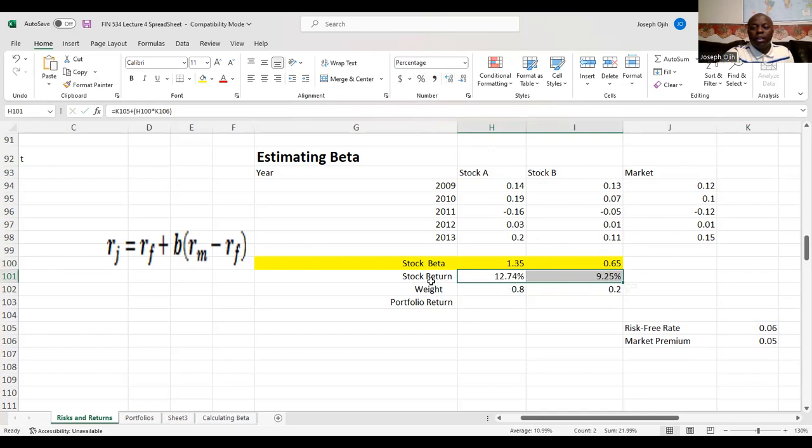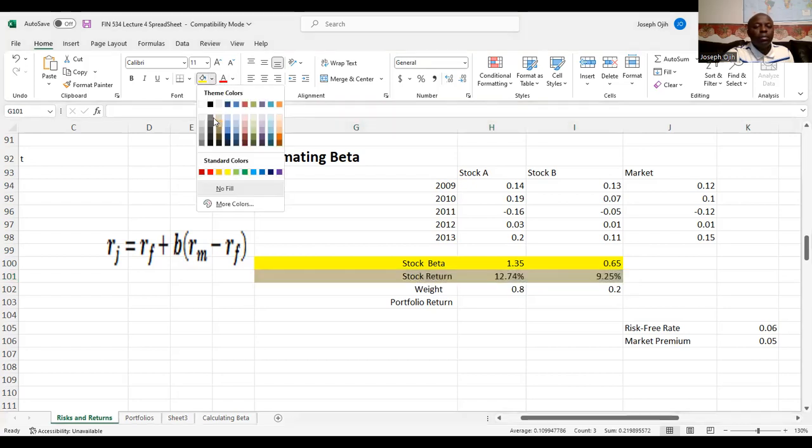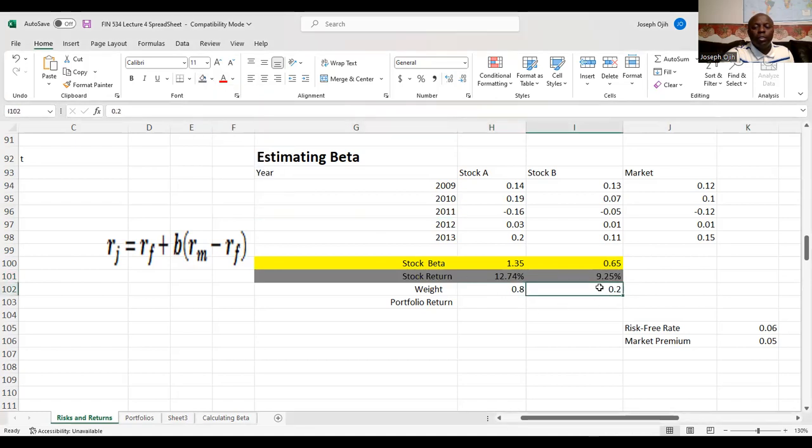This one is stock return. The required rate of return for stock A is 12.74%. But for stock B is 9.25%. And you can also see these calculations done here in the PowerPoint. You can see them here.